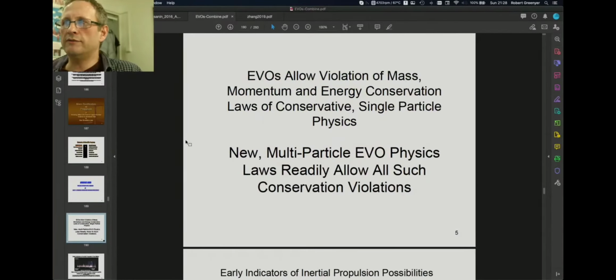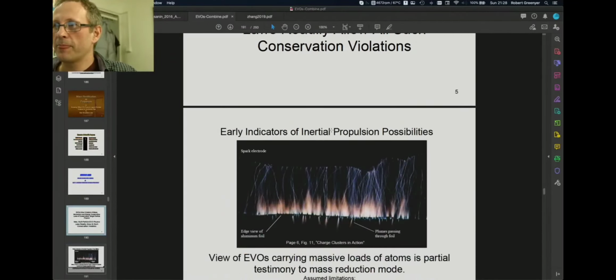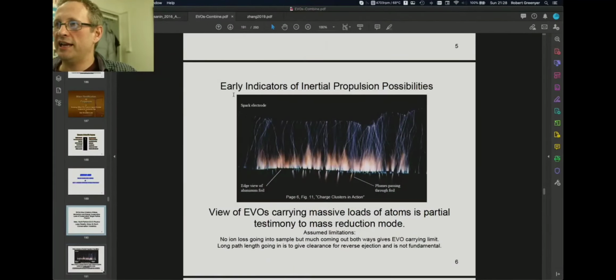Okay, EVOs allow violation of mass, momentum, and energy conservation laws of conservative single particle physics. I like the way he plays that. He says energy conservation laws of conservation, but he actually says energy conservation laws of conservative single particle physics. New multi-particle EVO physics laws readily allow such conservation violations. So he again draws on this image here, early indications of inertial propulsion possibilities.